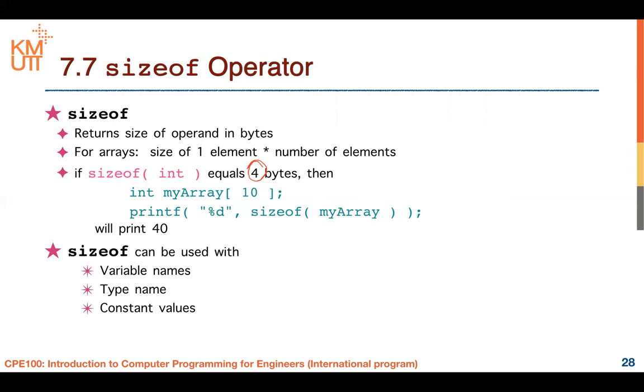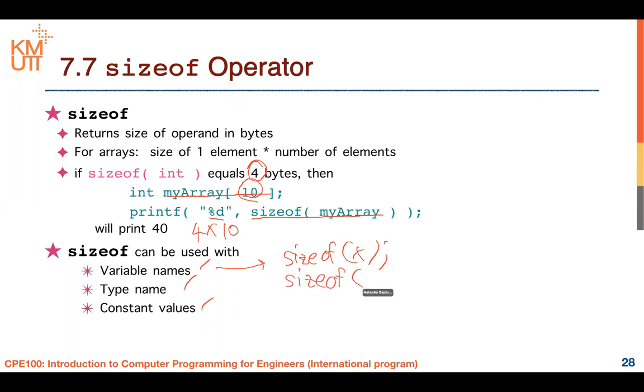If you have an array of 10 integers, when you print sizeof my array, it will be 4 multiplied by 10, which is 40 bytes. You can find the size of variable names, a type name or a constant value. That's all possible. For example, sizeof 7.8, which is a floating point or double.